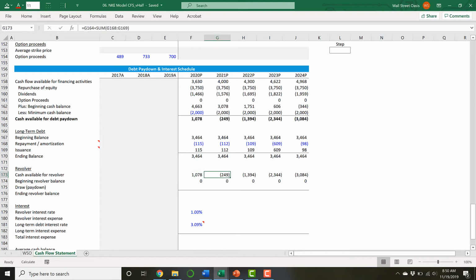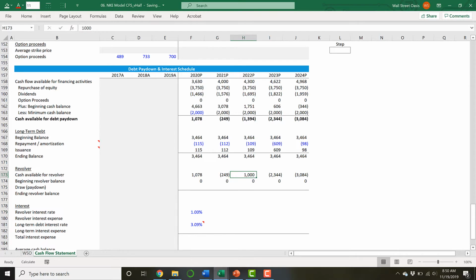But if you look in the cell next to it in G173, that's a negative $249 million, which means we are now eating into that $2 billion cash balance, which we do not want to do. So in this case, we would want to draw on the revolver by $249 million.